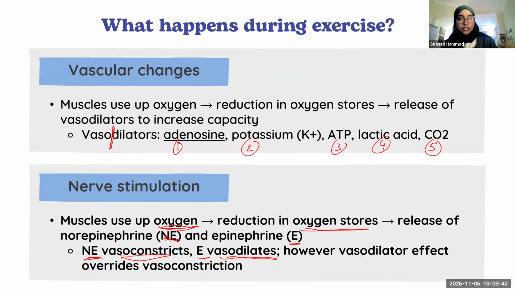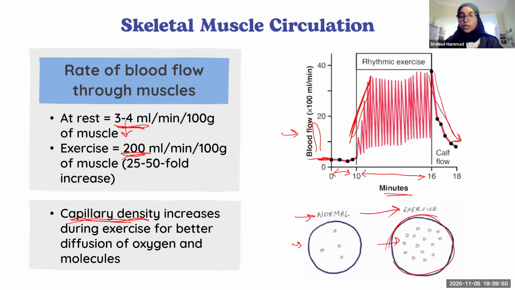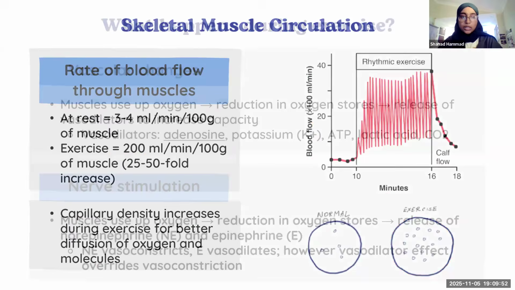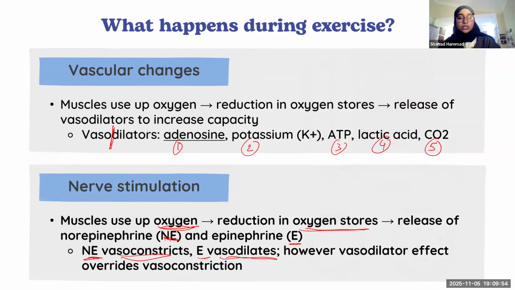However, in cases of exercise, we need to have vasodilation in the majority of the places. And because of the other mechanisms that we mentioned, which are the capillary density and the vascular changes, the vasodilation effect is much greater than the vasoconstriction effect. So because of this, we have 2 different changes.